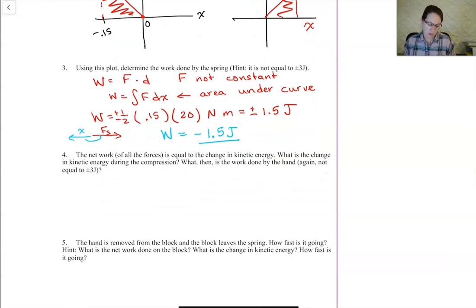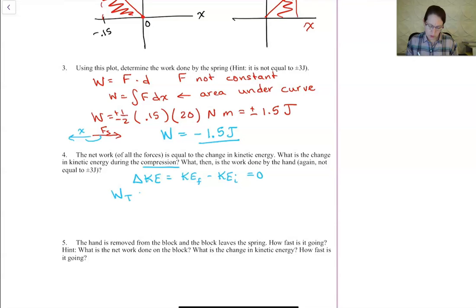Finally, the net work is equal to the change in kinetic energy. So when we start the compression, it's at rest. When we finish it, it's at rest. So the change in kinetic energy, which is kinetic energy final minus kinetic energy initial, in this case is 0 because the hand starts from rest, pushes it, and that it ends up at rest. So there's no change in kinetic energy.